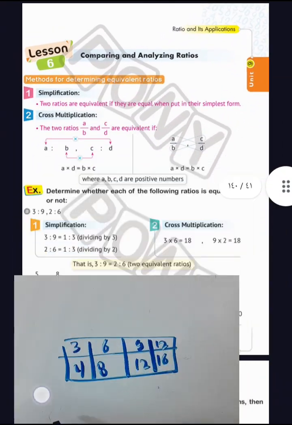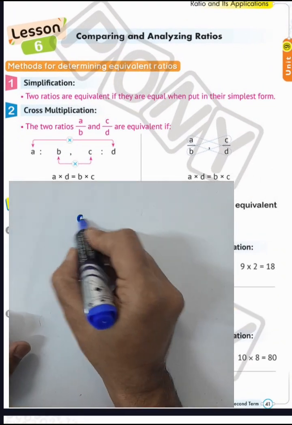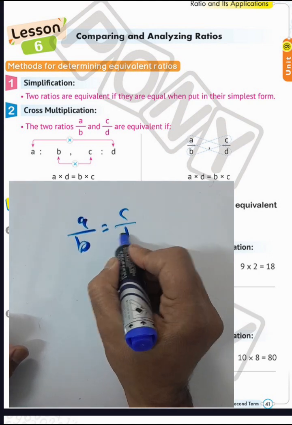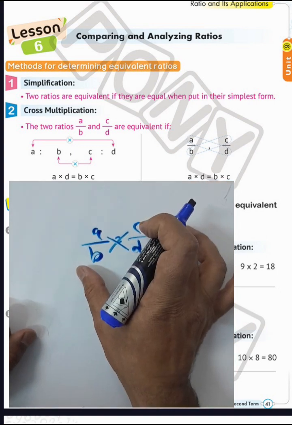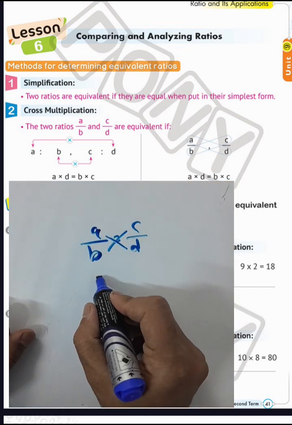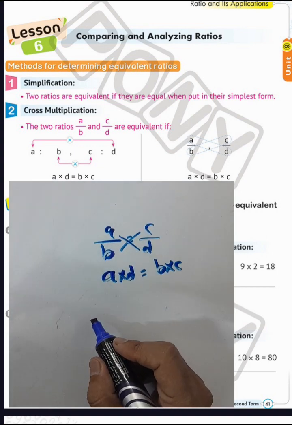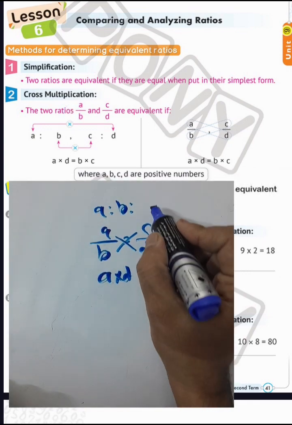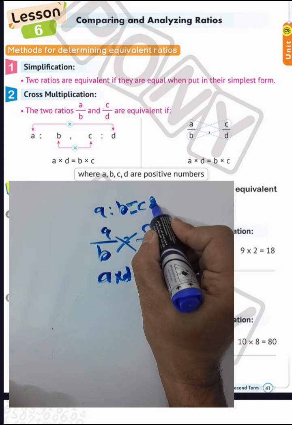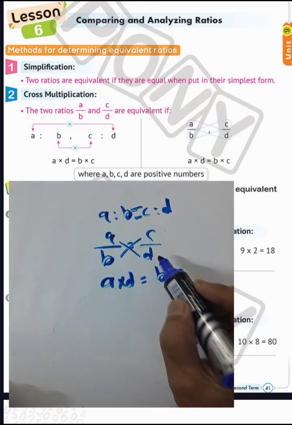Okay, now lesson 6. The ratio between A and B and C and D. A to B and C to D. We have the ratio: if A over B equals C over D, then the product of extremes equals the product of means. We call A and D the extremes and B and C the means. Then A times D equals B times C. Okay, the ratio between A and B equals the ratio between C and D.